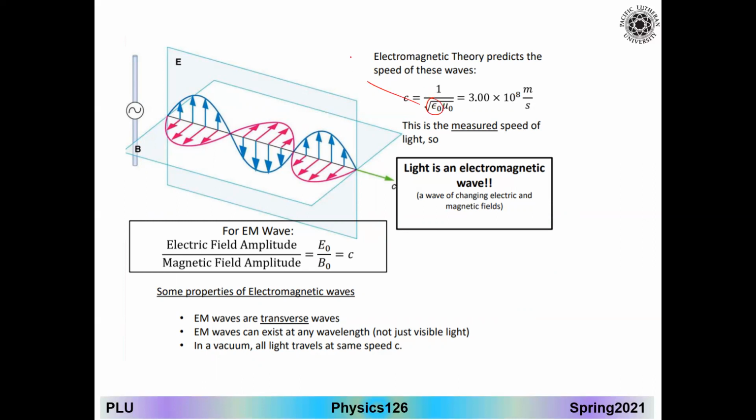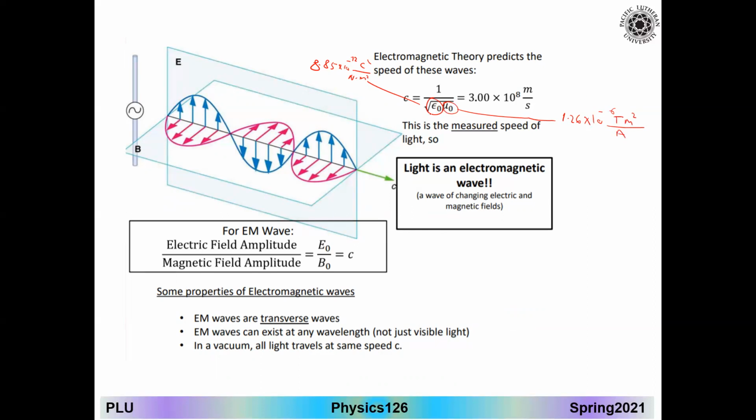Just to go back to the beginning of the semester, we have epsilon zero. It is just 8.85 times 10 to the minus 12, and the unit will be Coulomb squared divided by Newton meter squared. And mu naught, we have 1.26 times 10 to the minus 6, and the unit will be Tesla meter divided by ampere.